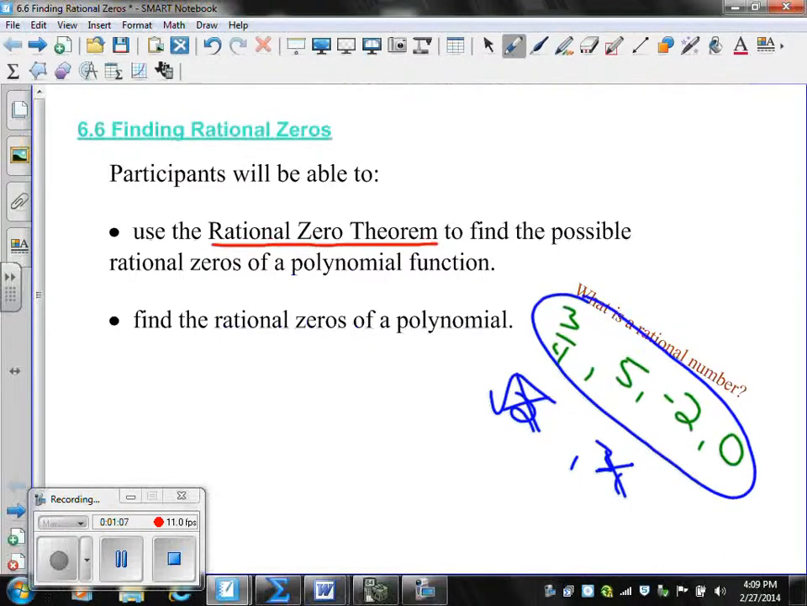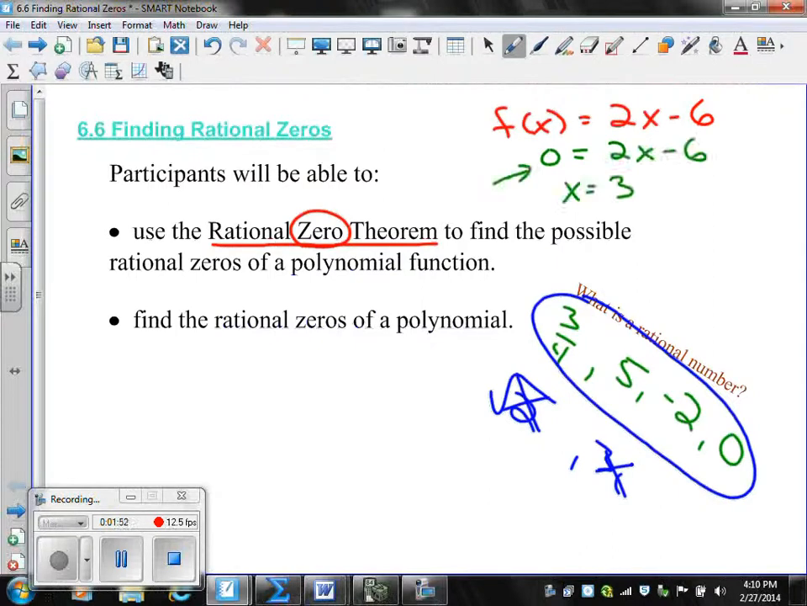The second thing we need to know about is, what is a zero? Well, a zero, very simply put, is an input into the function that makes the output 0. So for a very simple function like, let's say, f of x equals 2x minus 6, to find the zero, I would set f of x equal to 0 and then go ahead and solve this.